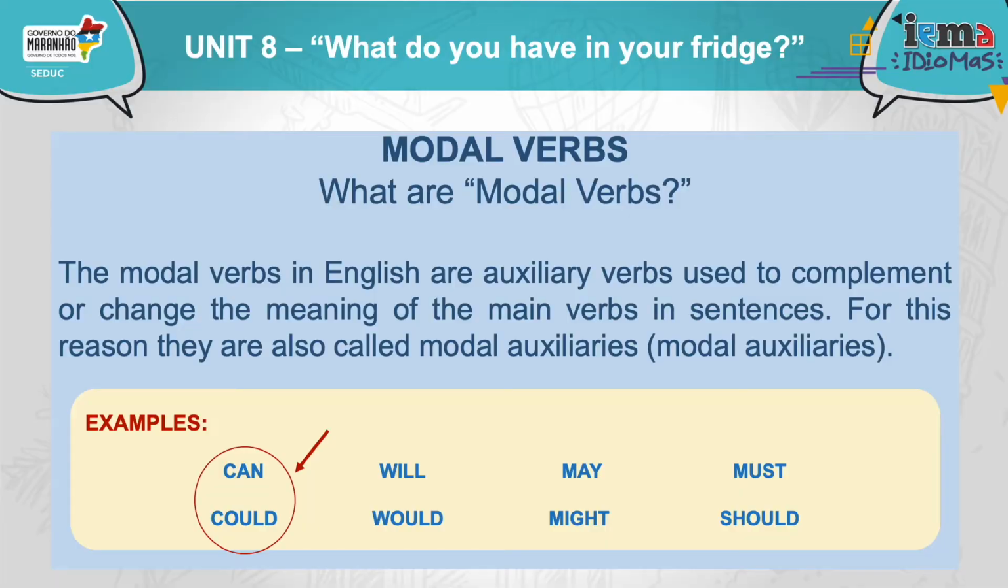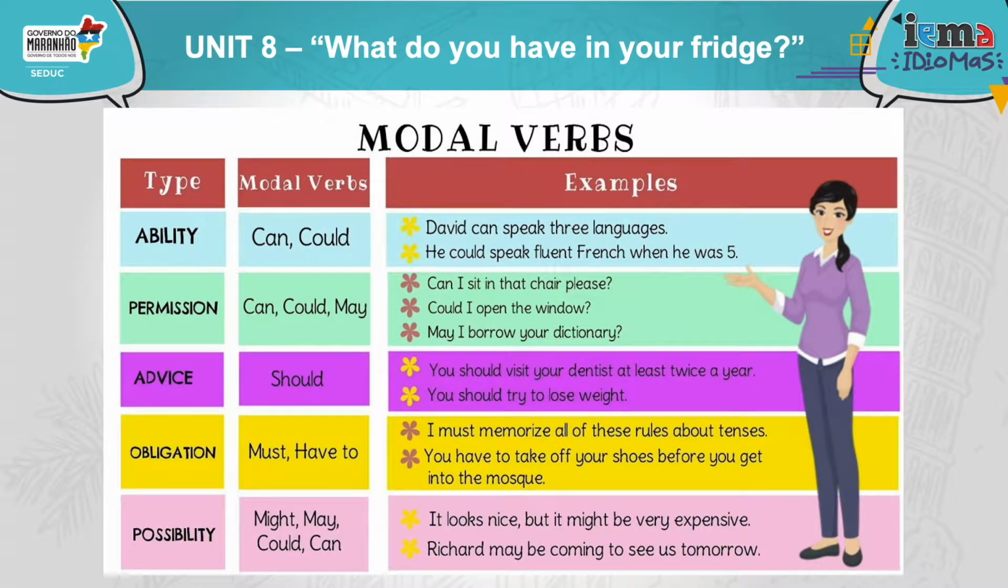Modal verbs are auxiliary verbs that are used to complement or to change the meaning of the main verbs in the sentences. For this reason, they are also called modal auxiliaries or modal verbs, okay? So here we have a table with some of these modal verbs. Let's check. So we have can, could, will, would, may, might, must, and should. Through this English course, we will talk about all these modal verbs, but today we are going to focus on can and could. So here we have a table with all these modal verbs and the situations where we use them.